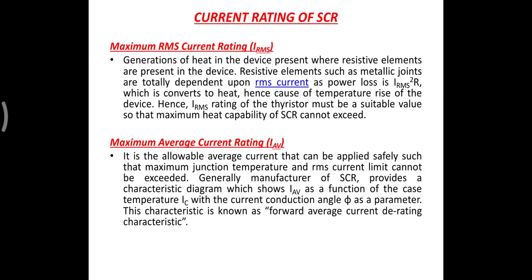First one, maximum RMS current rating. So generation of heat in a device occurs where resistive elements are present in the device, resistive elements such as metallic junctions, and the total depends upon RMS current as power loss is I RMS square into R, which is converted to heat. Hence it causes a temperature rise of the device. Hence, the RMS rating of the thyristor must be a suitable value so that the maximum heat capacity of the SCR cannot be exceeded.